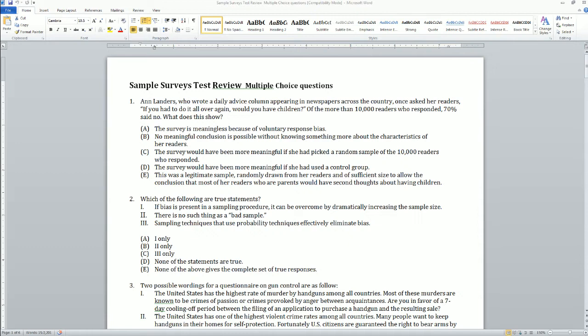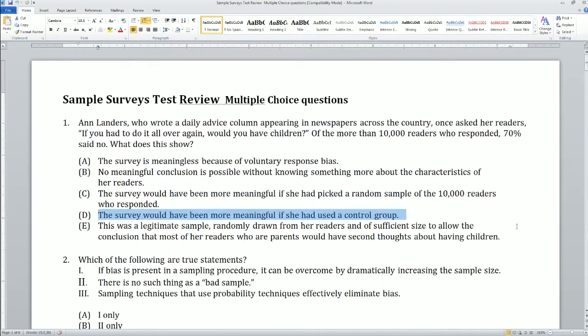Ann Landers, who wrote a daily advice column appearing in newspapers across the country, once asked her readers: If you had to do it all over again, would you have children? Of the more than 10,000 readers who responded, 70% said no. What does this show?